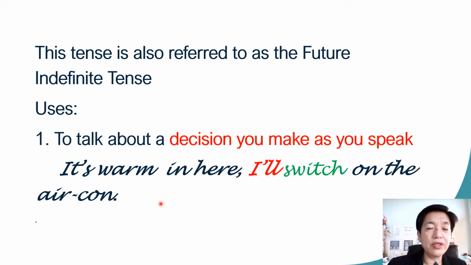Now, when do we use this tense? There are three uses. The first one is to talk about a decision you make as you speak. Like when you say, it's warm in here, I'll switch on the aircon.